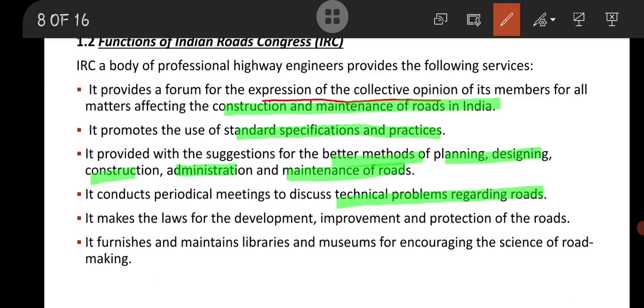It makes laws for the development, improvement, and protection of the road. It means how the road can be used for so long, meaning it can give durability. Then how the road can be improved, what the different speed limits are, what the criteria are for vehicles that will move on the road, will be provided by the IRC. Then it provides museums and libraries for encouraging how the science of road development started.